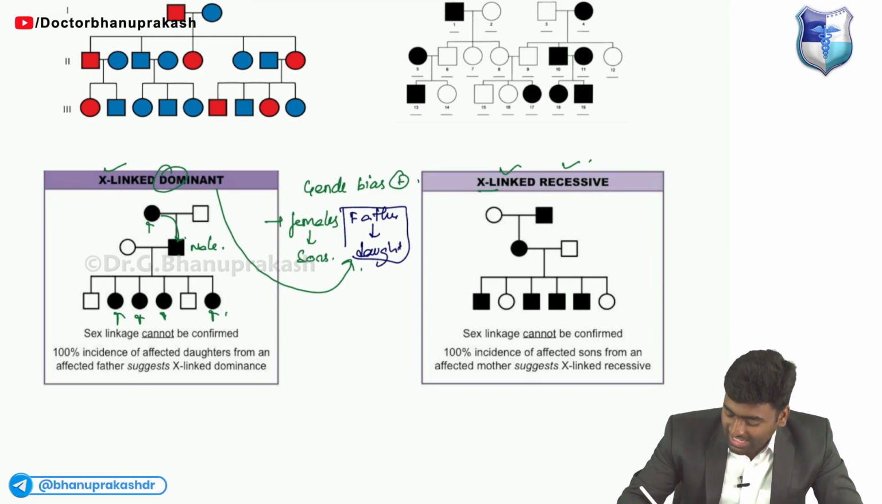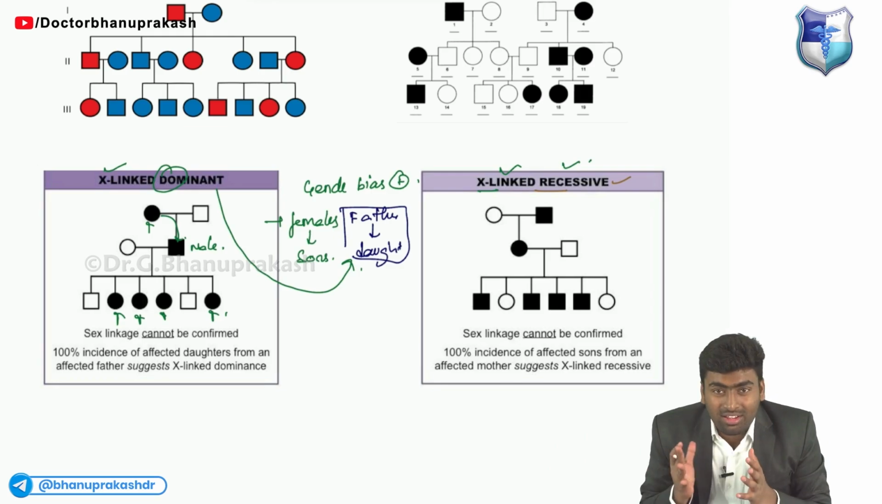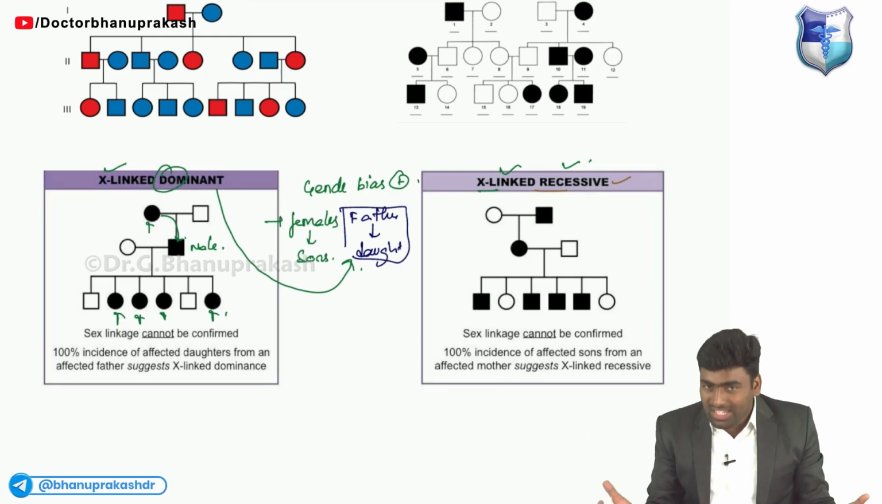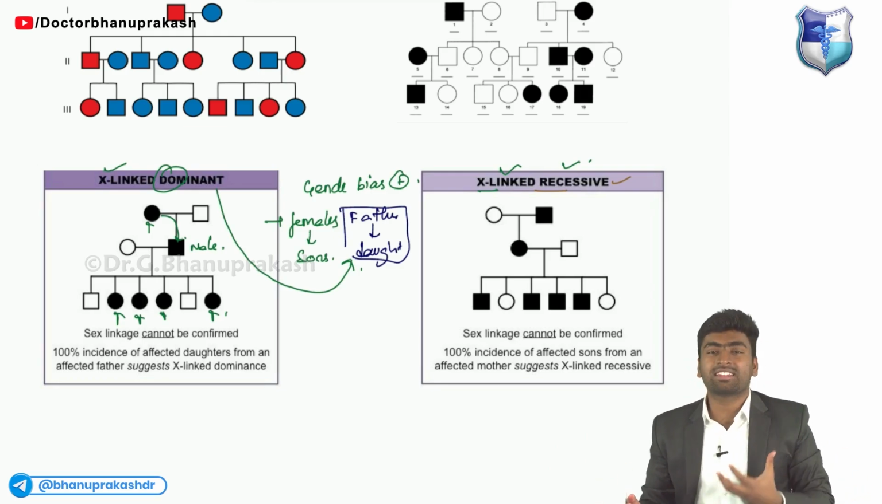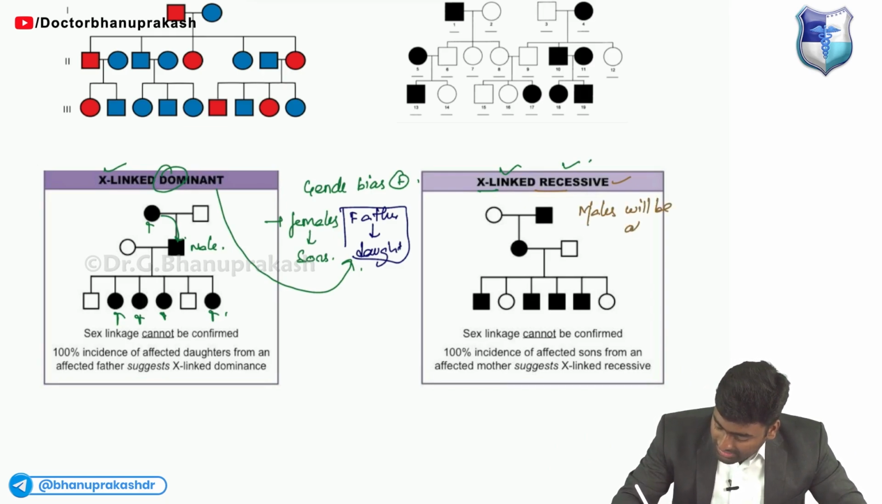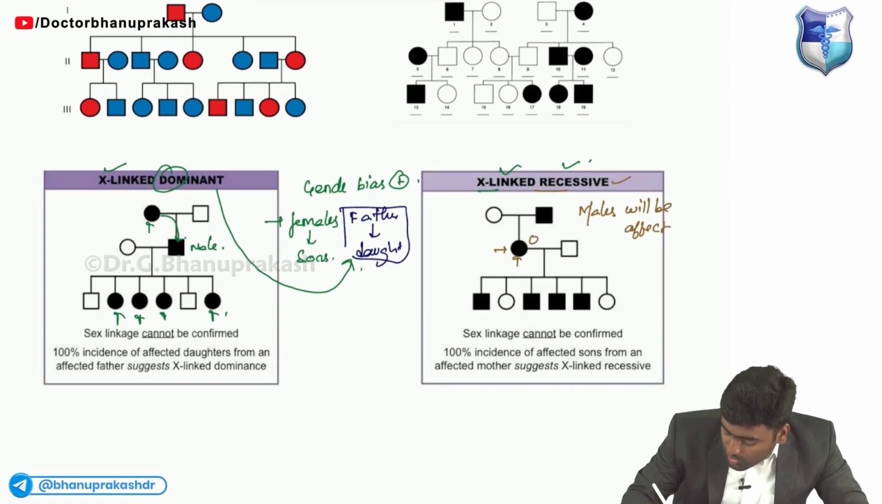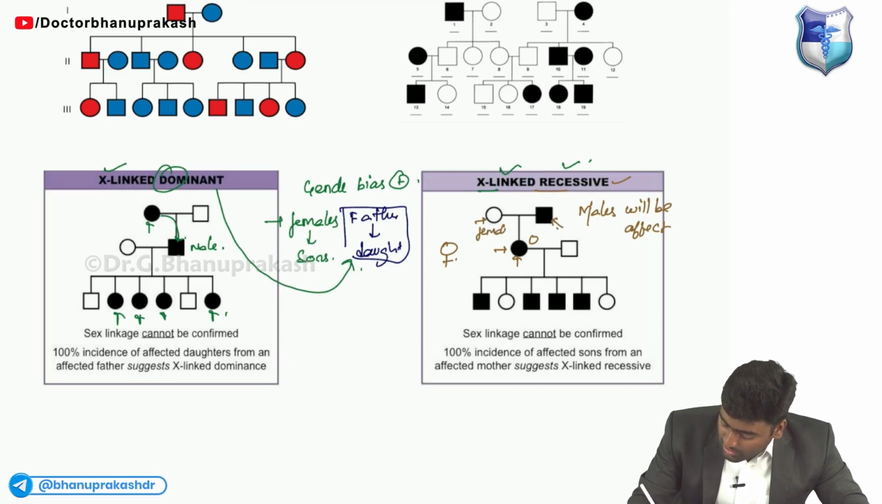Then if you see the X-linked recessive condition, as I told you, the males are recessive and the females are dominant. So in a case of X-linked recessive conditions, the males will be affected. If the disease is spreading from a female, whichever is a circle, it is the female. If it is a square, it is the male.